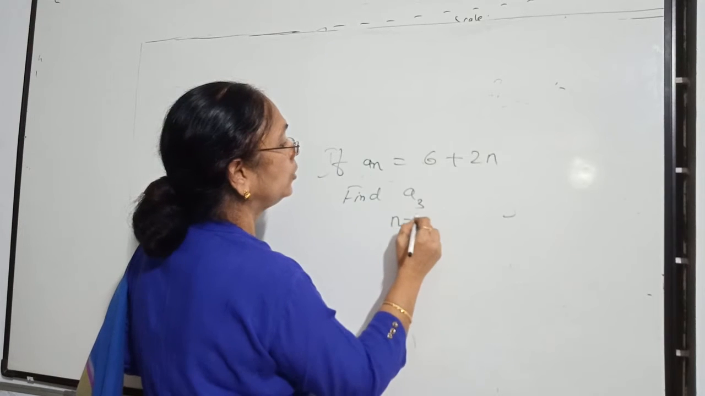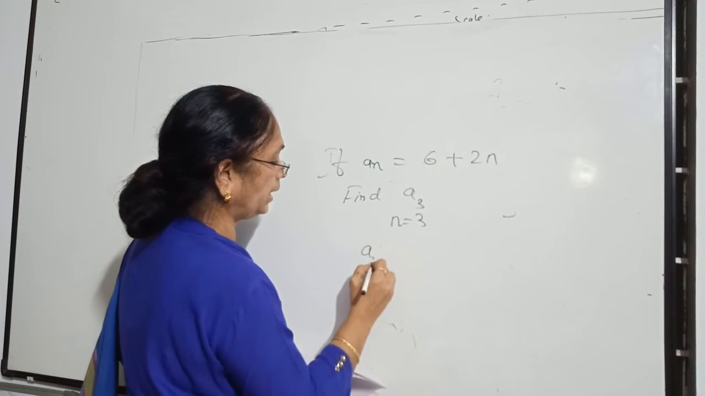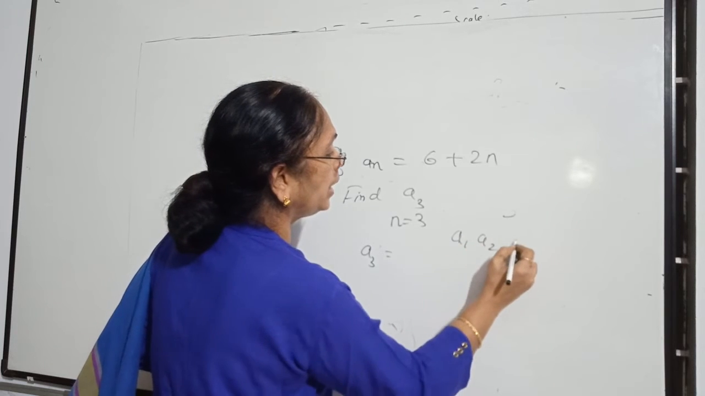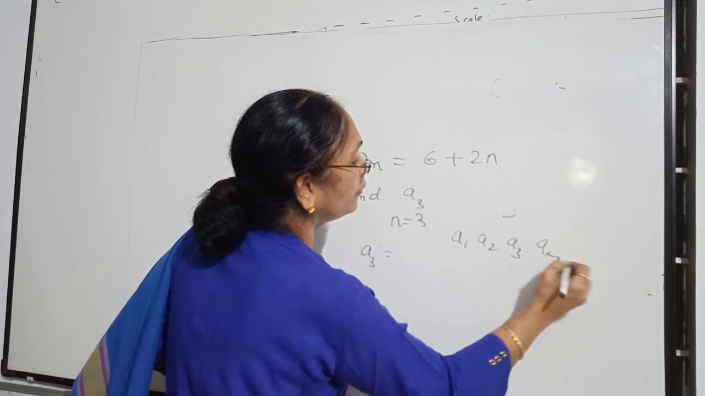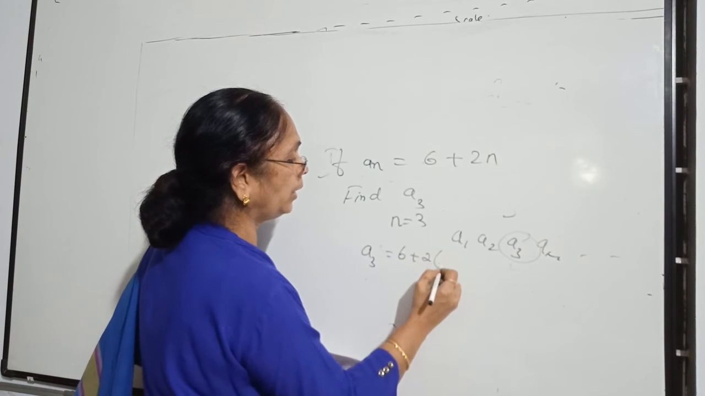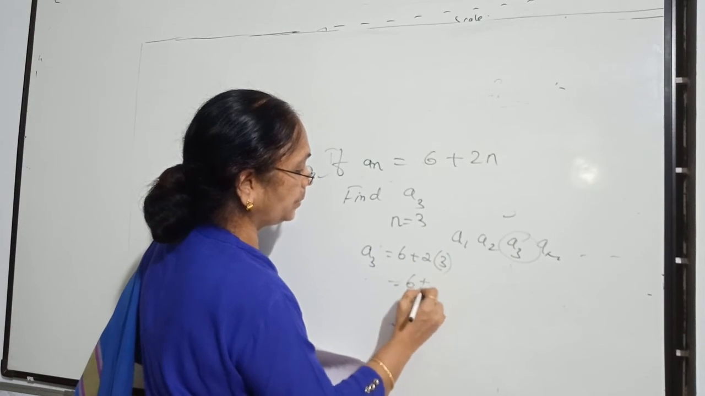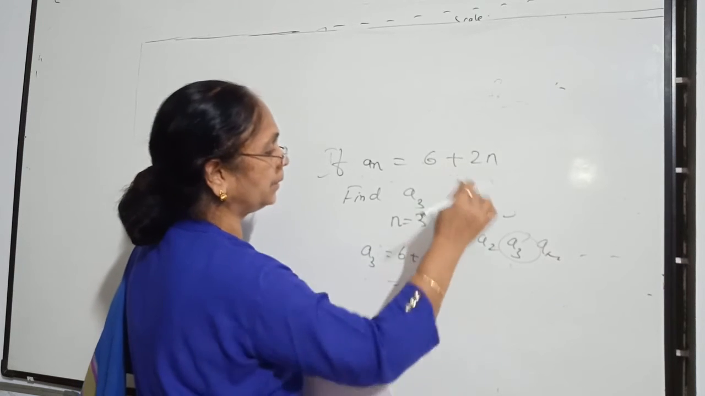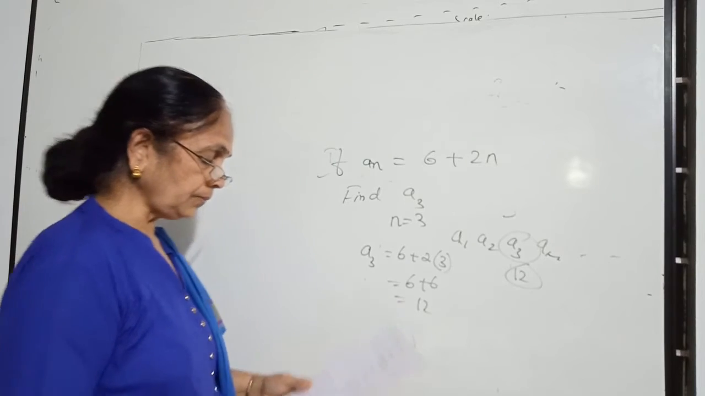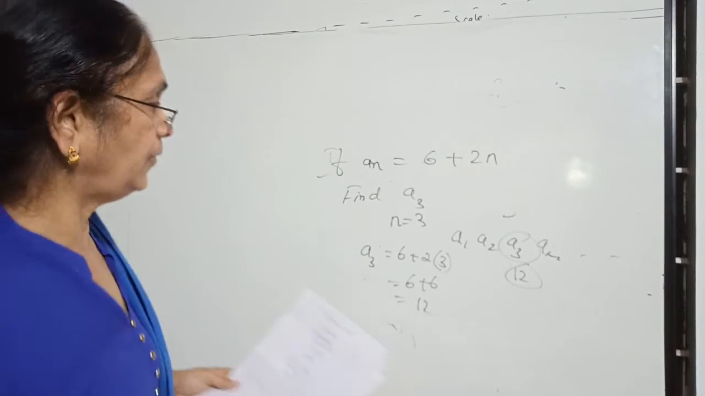Where there is n, you put 3, that's all. So a3 means third term. This is a1, a2, a3, a4, etc. The third term they are asking you. Here 6 plus 2 into 3. This is 6 plus 6. This is 12. That means in this sequence the third term is 12. I think I have made myself very clear.